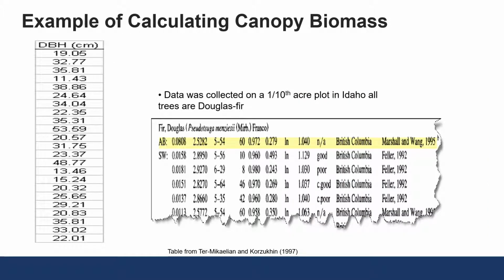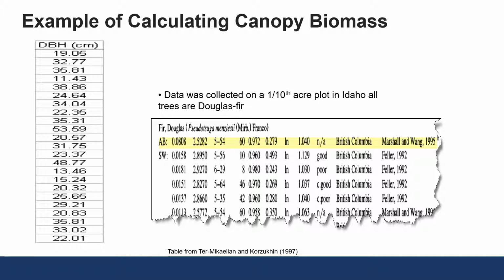In this example, we will calculate the total canopy biomass for a Douglas fir stand in northern Idaho using the equation from Michaelian and Korzik 1997, and a dataset of DBH from a 1/10 acre plot. First, we must find an appropriate equation to use. The table above shows that only one equation exists to predict the total canopy biomass, labeled as AB in the table. We now will generate our equation.